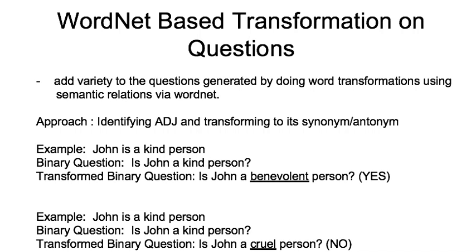Next, we add some variety to the questions being generated by doing word transformations using semantic relations via WordNet. So the approach could be to identify adjectives and transform them to their synonyms or antonyms, and based on that we can change the answer to the question. So an example is, John is a kind person. We generate the binary question, is John a kind person? And now we can transform the adjective to benevolent, and since it's a synonym, the answer remains the same. In case it is not a synonym, the answer changes.